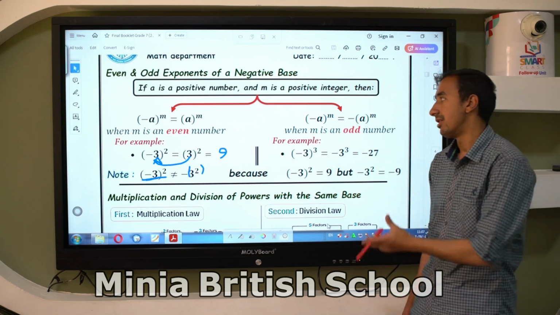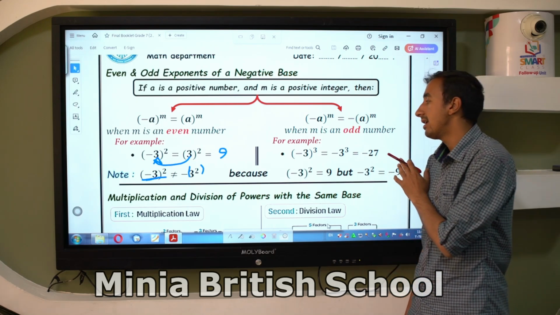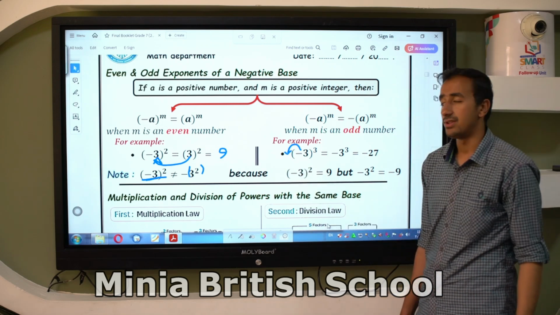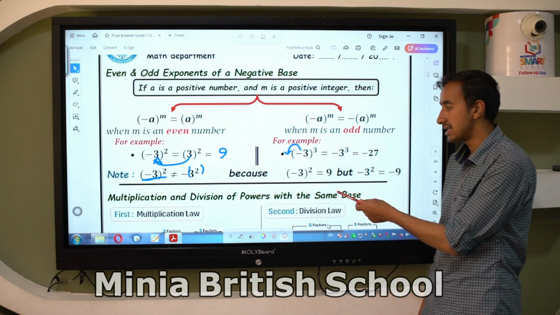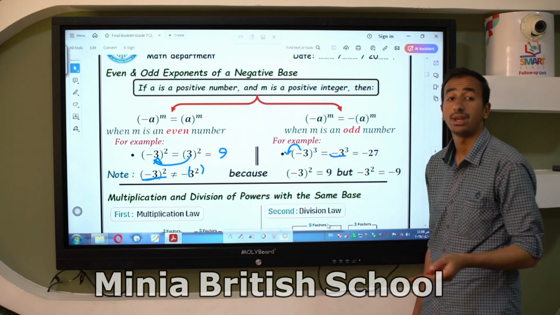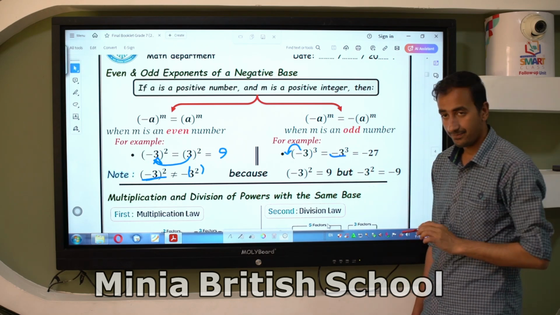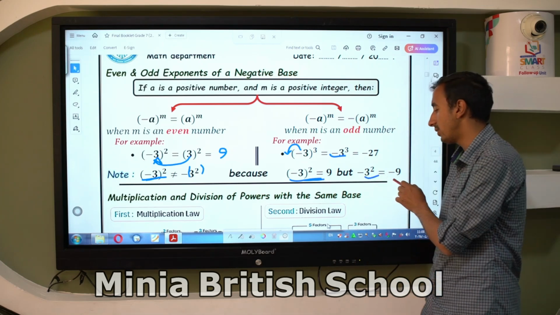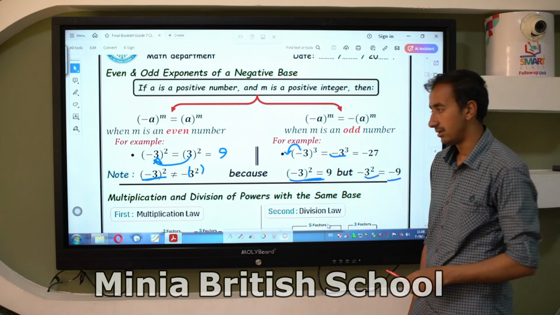But if I have an odd power, I can take the negative outside of the number. Negative 3 power 3 equals negative 27. So here, negative 3 power 2 equals 9, but negative of 3 power 2 equals negative 9.